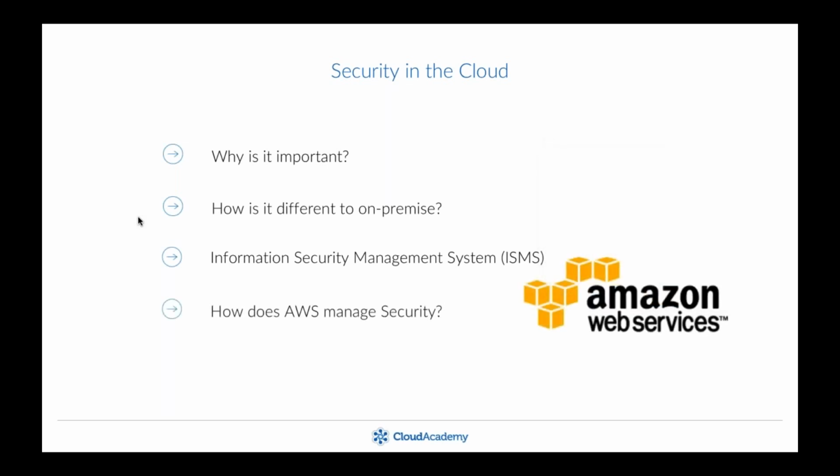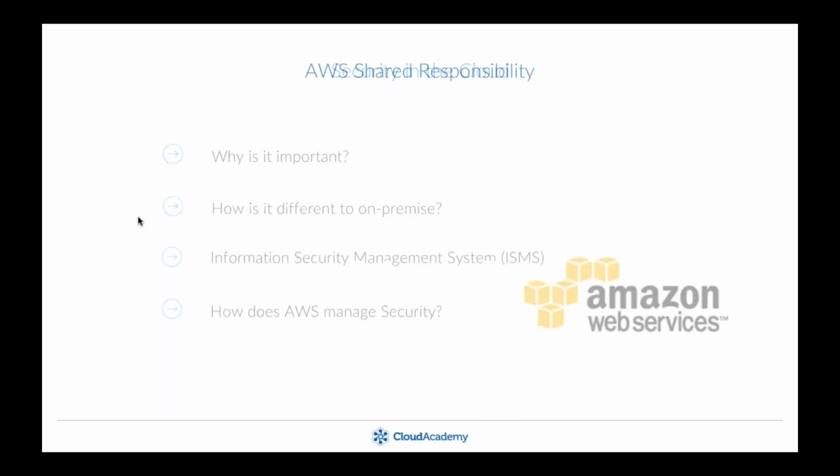So how does AWS manage security? Essentially, AWS manages security through a shared responsibility model, which is what we'll be talking about next. So let's crack on. What is AWS shared responsibility? It's a model where AWS assumes a part of the responsibility for security of your data, and then the rest of it is up to us. So it's shared between the end user and AWS.